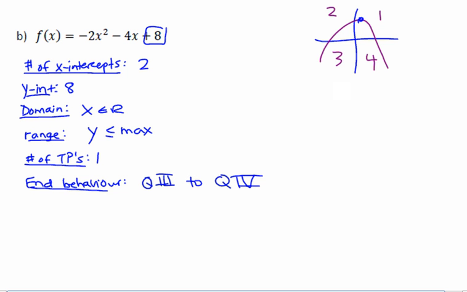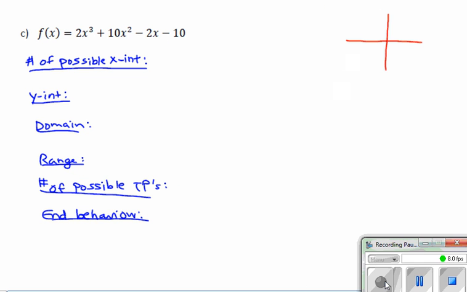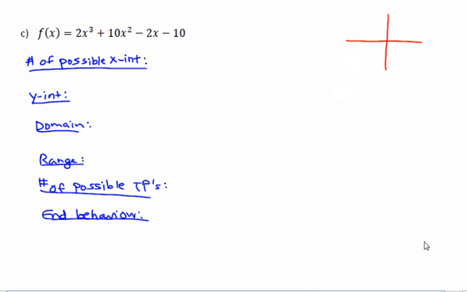Okay, do you want to do the last one on your own? Okay? Try the last one on your own. Okay, so possible number of x-intercepts? 3. It's a cubic, and it's positive leading coefficient, so it's going to look roughly something like that. It might even be like this.